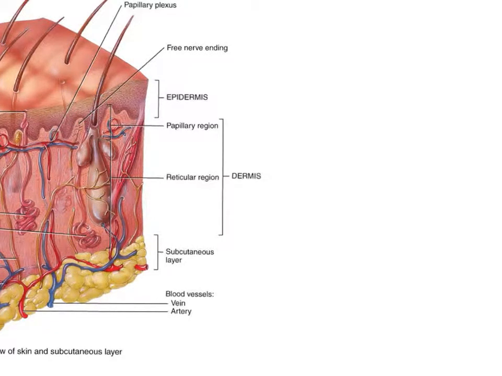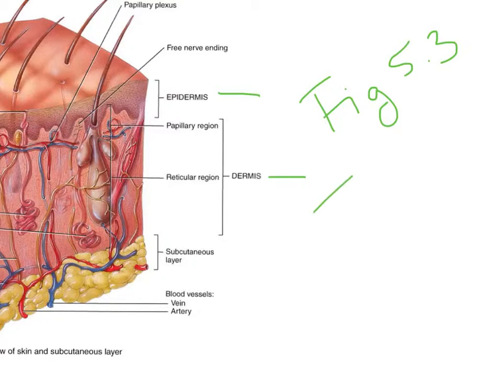As previously mentioned, the two layers of the skin are the epidermis and the dermis. This diagram does not go into detail about the layers of the epidermis. However, if you refer to figure 5.3 in the text, which is on page 145, and look at table 5.1, it discusses these different layers, and we will do so in class.